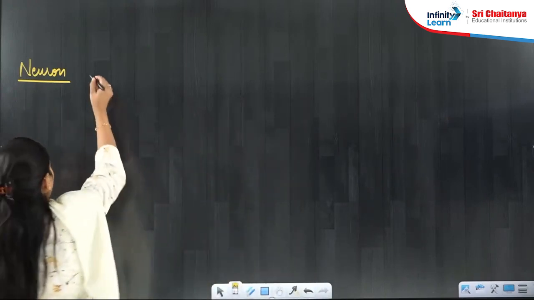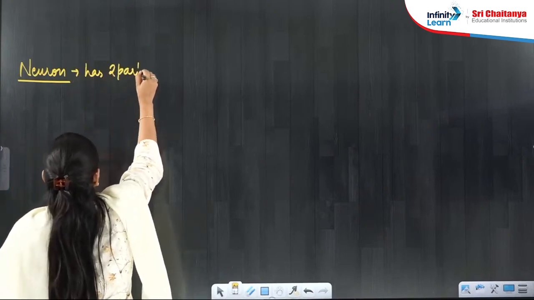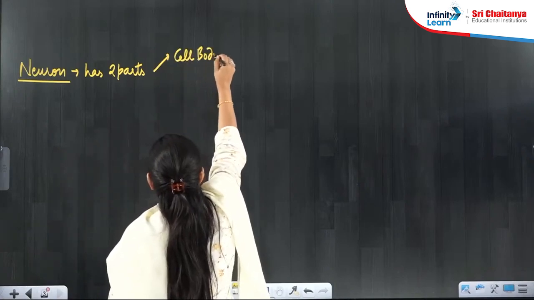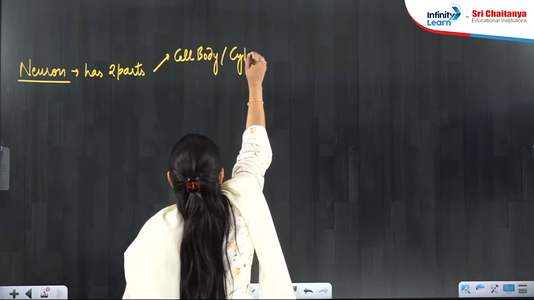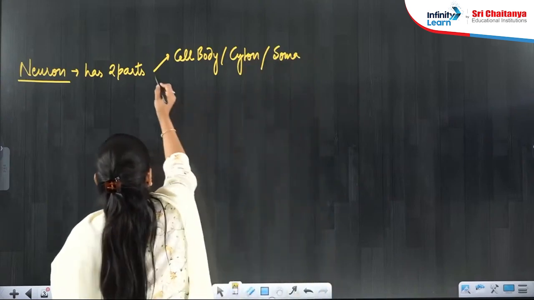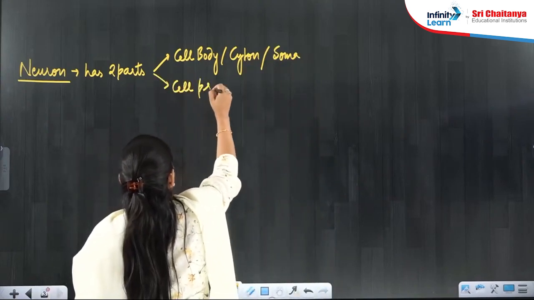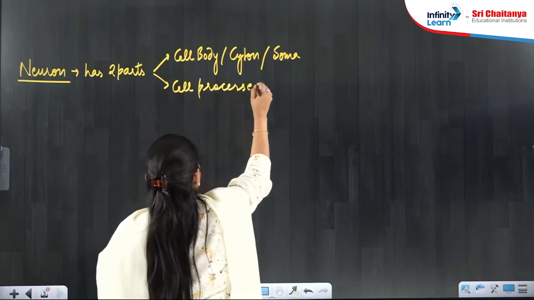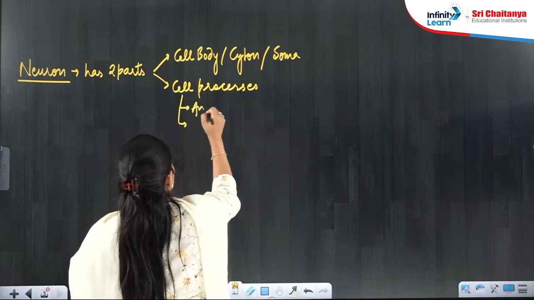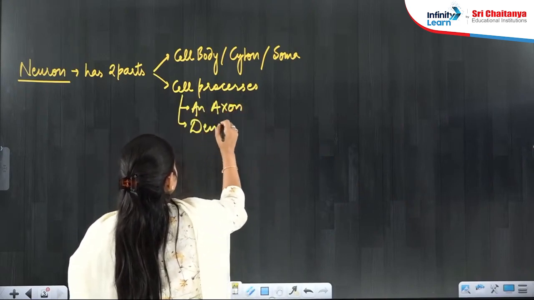So the neuron has two parts. One is the cell body, also known as cyton or also known as soma. Another is the cell processes, beta. And these cell processes are of two types. One is an axon, and the other is dendrites.